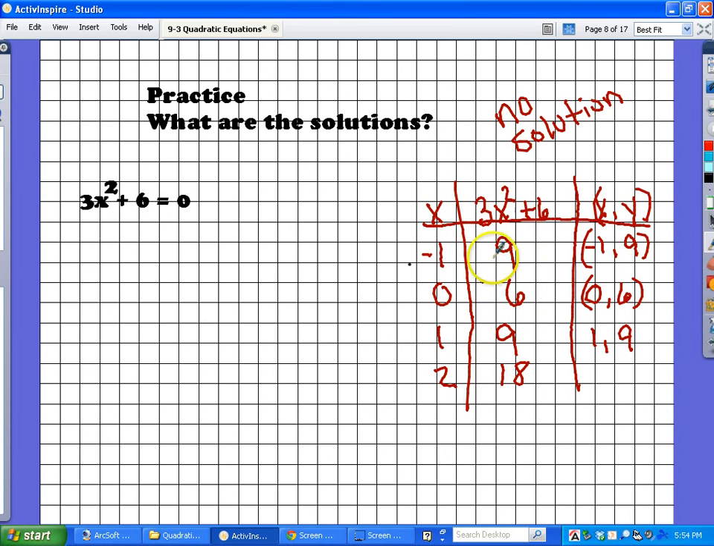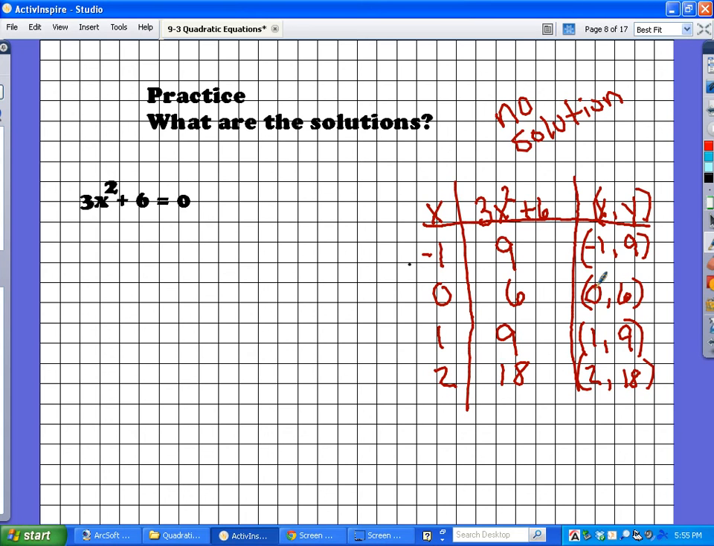Let me check that one just to make sure. 2 squared, yep, 4. 3 times 4 is 12. Yep, we're good. I just want to make sure I was right in my math. Okay, and when I graph that, the one thing I'm going to notice is I have a y-intercept of 6. So graph it, and then I want to go ahead and graph it on the calculator.